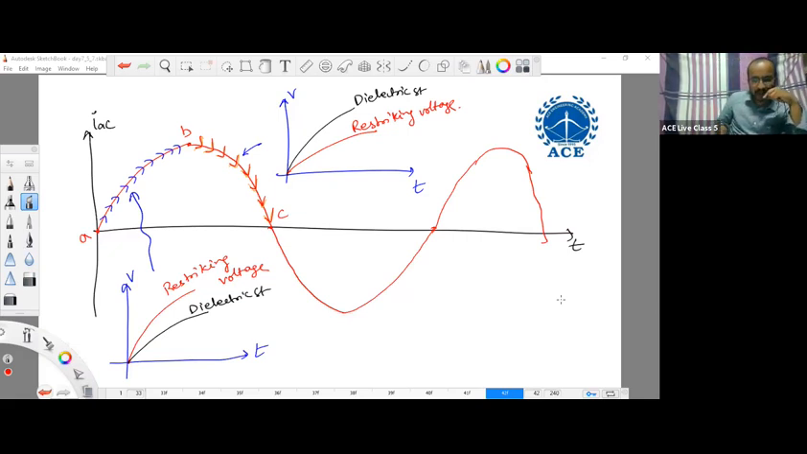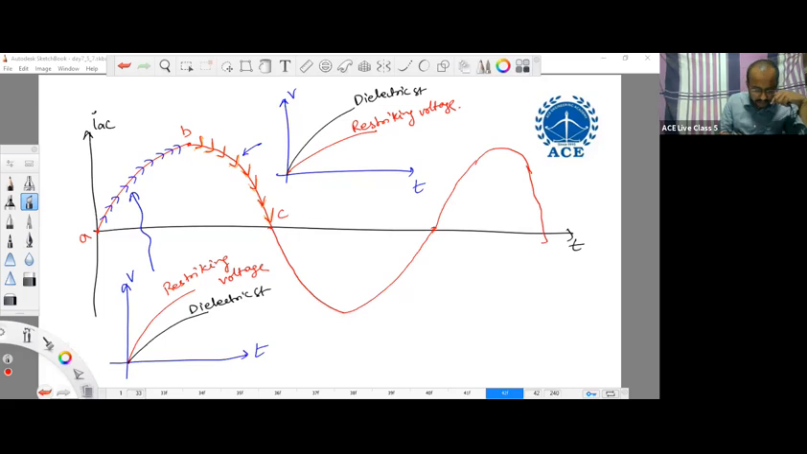Okay. So, is it preferred to quench the arc during the first interval A to B or B to C? It is preferred to quench during B to C because the dielectric strength of insulation will be more when compared to the restriking voltage. So, during this period, if you quench, the arc will not restrike. I think you have understood that.